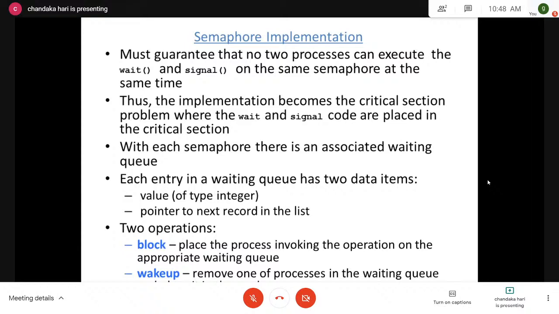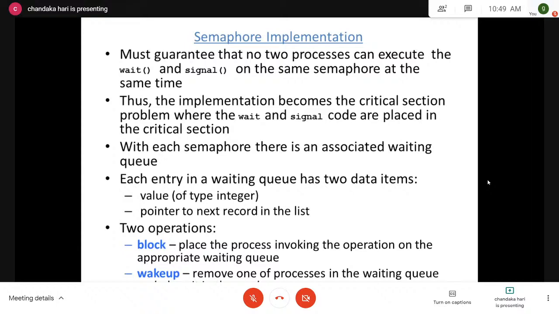Coming to the next very important point: the implementation becomes a critical section problem, where wait and signal code are placed in the critical section. So you are saying that wait and signal cannot be done simultaneously. That implies wait and signal must be executed in a critical section. Do you know what a critical section is? If any process is executing in its critical section, then no other process is allowed to execute in its critical section. That implies the maximum number of processes allowed to enter the critical section is only one. So wait and signal functions cannot be executed at the same time.